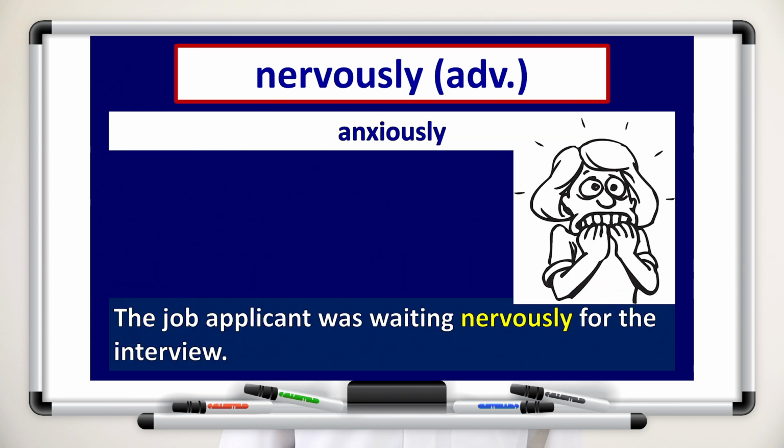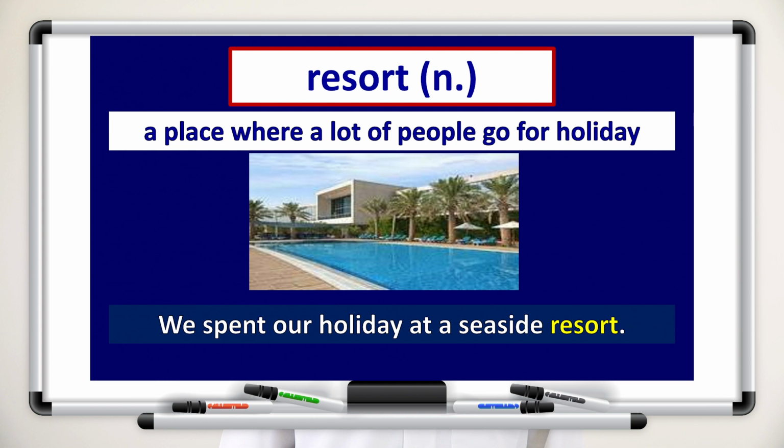Now look at the picture. Do you think she's happy, anxious, nervous? So she's biting her nails nervously. Nervously means anxiously. The job applicant was waiting nervously for the interview. She was very nervous. Resort is a noun. It's a place where a lot of people go for holiday. We spent our holiday at a seaside resort.